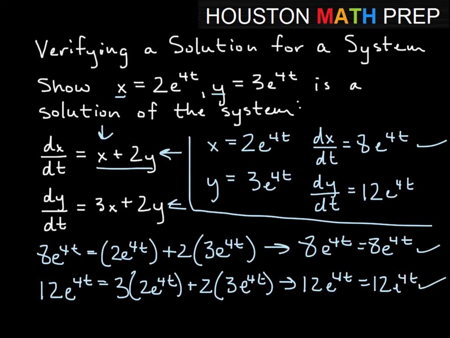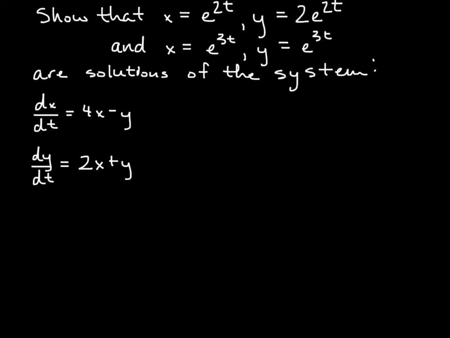And so certainly, since when we plug in x and y and their derivatives into the system we get true statements for all, then this would be a solution for the system. Now it turns out there are many solutions for the system, but this is just a solution that works for this. So let's do one more. So now I've proposed two solutions. I have solution 1 here, where x is e^(2t) and y is 2e^(2t). And then I've proposed a second solution here, where x is e^(3t), y is also e^(3t). So let's look at the first one.